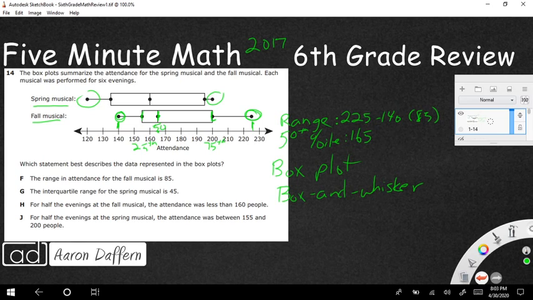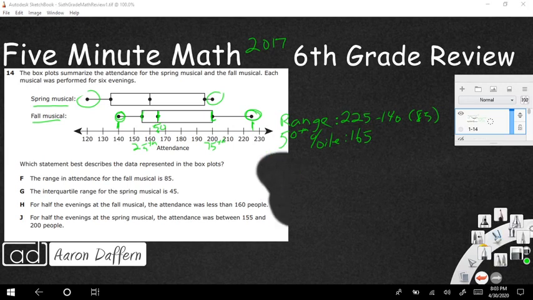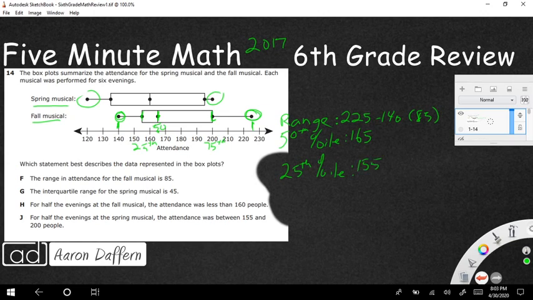Let's see if I can get a little bit more room here. There we go. So the 25th percentile is going to be that 155 right there. And then the 75th percentile is going to be 200, right on the dot. That looks like 206, but let's make it 200.